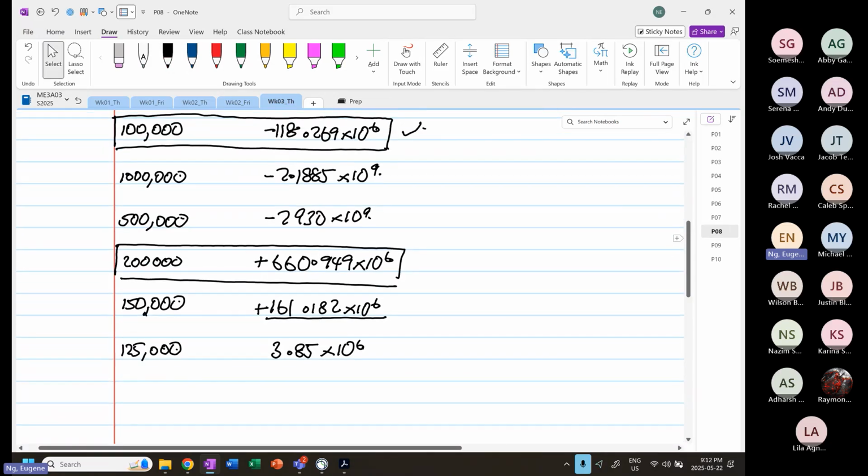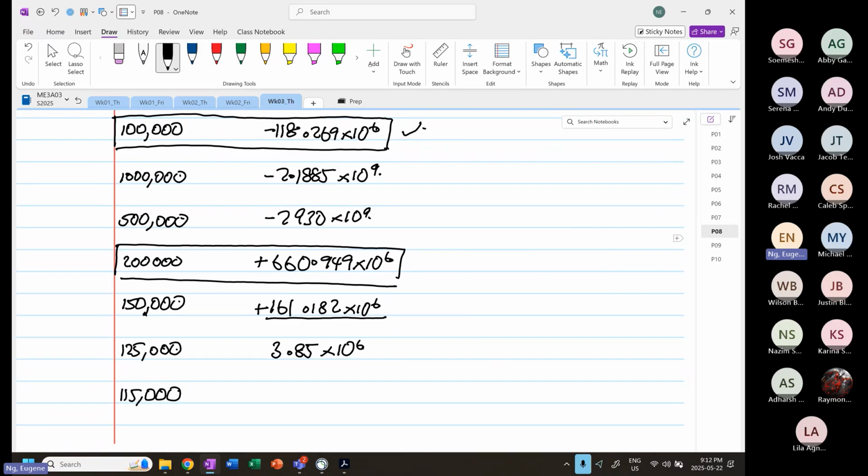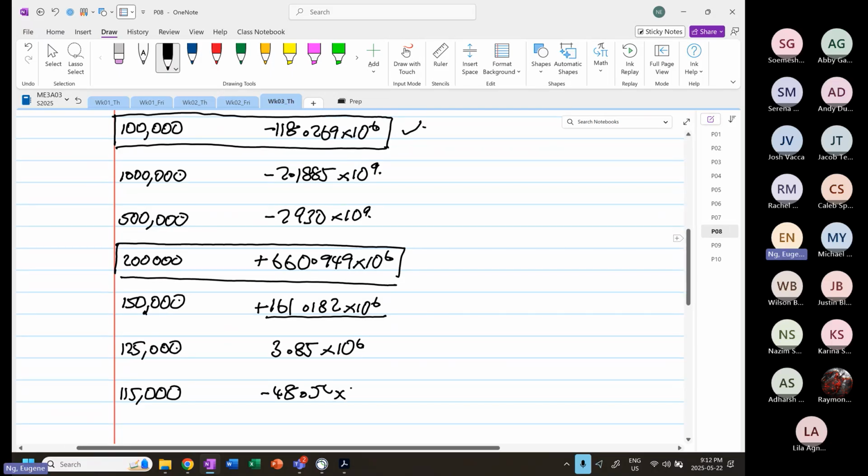Okay, so next I'm going to use 115,123. Okay, so I'm going to calculate 115,123, and now I get minus, so I get minus 48.54 times 10 to the power 6. Okay, so we know that the answer is between 125 and 115.